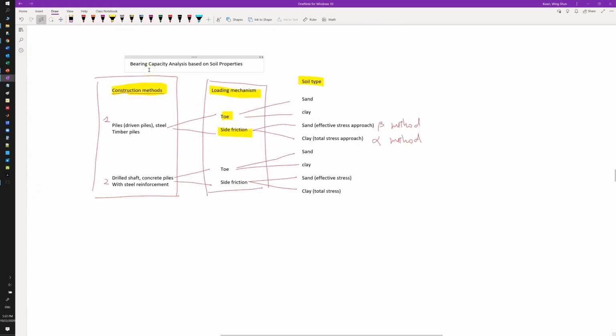Again, the bearing capacity analysis approach highly depends on the construction method, loading mechanisms, and soil type. So we just deal with the driving piles for the toe. For example, for clay, the toe capacity will equal N sub c times the undrained shear strength of the clay. And for sand, we just deal with the toe bearing capacity for the different piles, where Q sub p will equal B times gamma. This is pretty much like the Vesic method in shallow foundations, but we just look at the toe. There's more to come about the side friction later in this lecture.